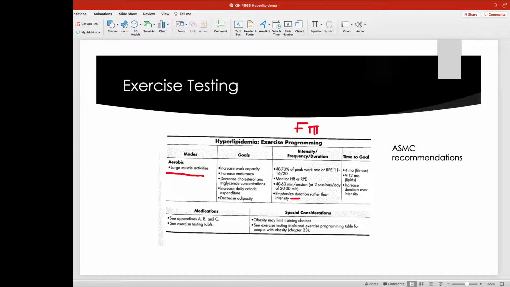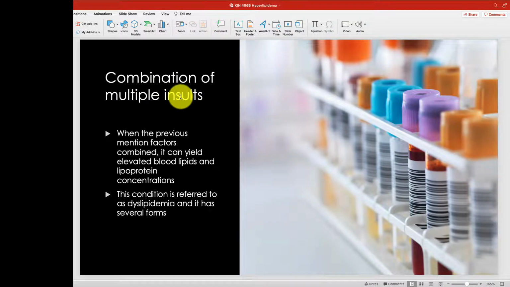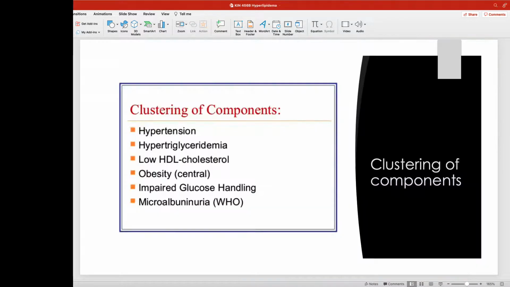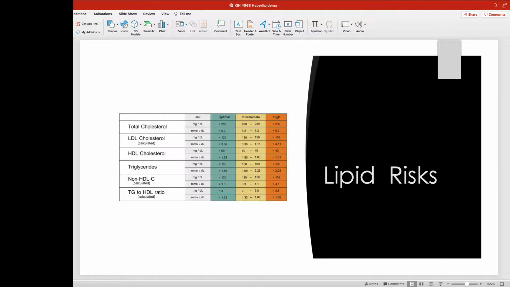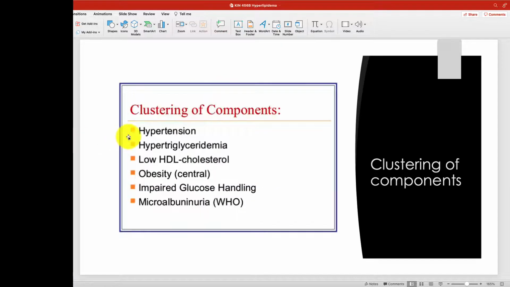So some other things to think about. I just wanted to add one more thing here. I told you earlier that there are multiple insults happening at one time here. And these are some things for you to think about, because when I give you this scenario of somebody you're going to work out and design a program for, I want you to be aware of these values as well. So this condition of diabetes and hyperlipidemia, there's this clustering of components. I told you earlier, we have hypertension, we have hypertriglyceridemia, we have low high density lipoproteins, which are really good for us. We have obesity. We also have impaired glucose handling, right?